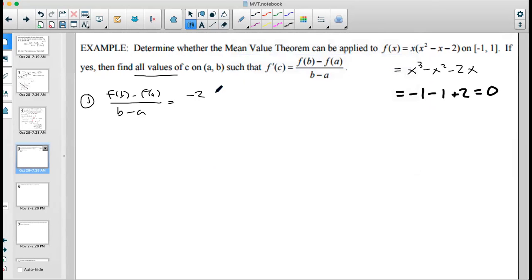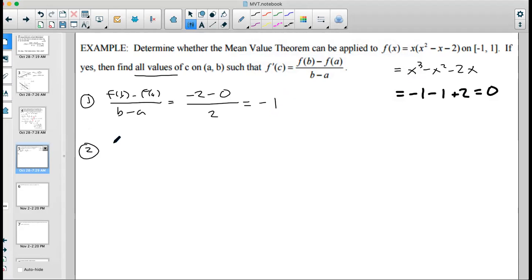So it's -2 minus 0 on top. And then b minus a is 1 minus -1, which is 2. So this is -1. Okay, that makes more sense. Feel a little better about that. So now I'm going to set the derivative equal to this, but the second step is to take the derivative.